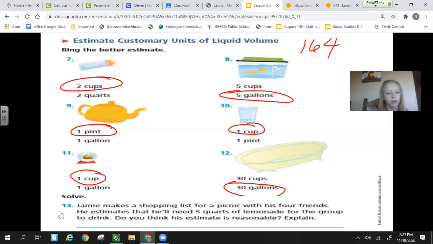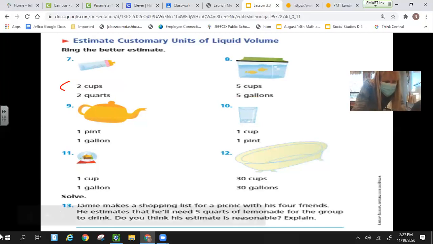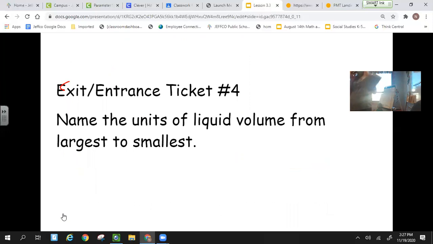Excellent. Okay, so yesterday we did not get to do our exit ticket, but some of you did at home. I was really impressed. So those people who did their exit ticket yesterday, bravo. I'm making it an exit entrance ticket today. If you did not do it, it's on your assignment from yesterday at home. Name the units of liquid volume from largest to smallest.